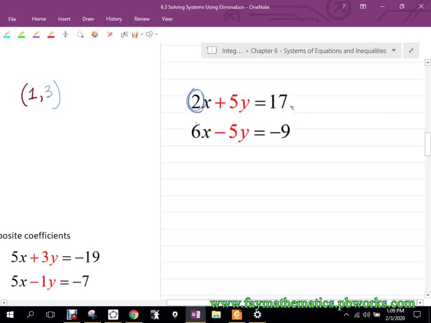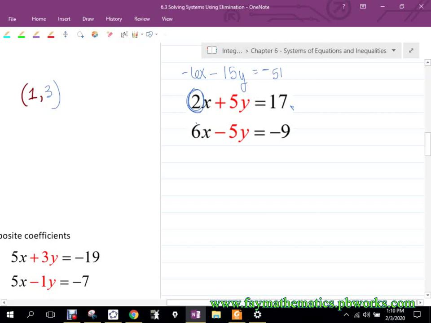A -3, right? So if I take 2 and multiply by -3, does it give me -6x? What's 5 times -3? -15y. Now 17 times -3. Just another way of doing it. So I'm just multiplying everything here by -3. So 2 times -3 is -6. 5 times -3 is -15. 17 times -3, -51. Okay?